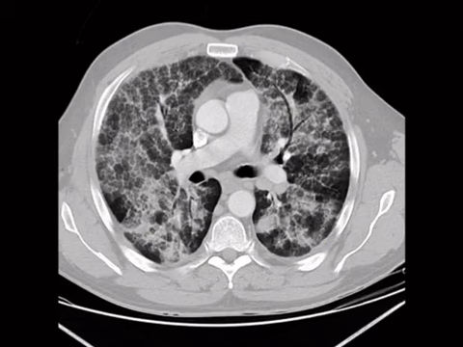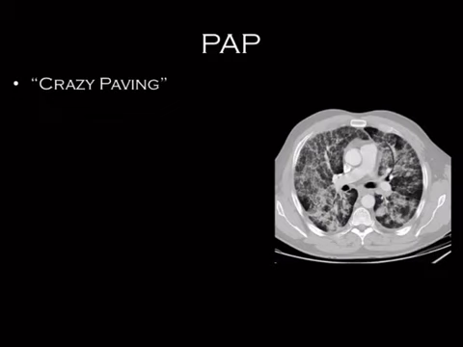Now let's talk about this. This is an Ant Mini. This is your crazy paving. Now, there is a differential for this: edema, hemorrhage, BAC, AIP. But for the purpose of multiple choice test, this is only pulmonary alveolar proteinosis. That's it. No differential for multiple choice. Remember, multiple choice tends to deal in absolutes, just like a Sith.